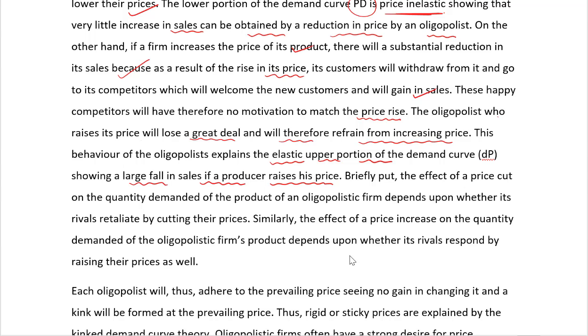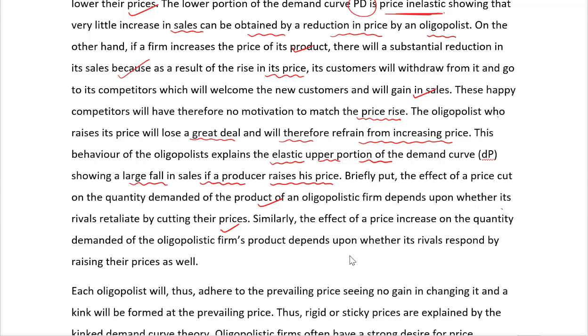Briefly put, the effect of a price cut on the quantity demanded of the product of an oligopolistic firm depends upon whether its rivals retaliate by cutting the prices. Similarly, the effect of a price increase on the quantity demanded of an oligopoly firm's product depends upon whether its rivals respond by raising their prices as well or not.